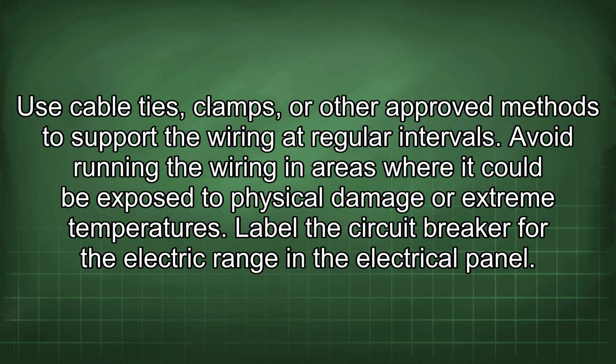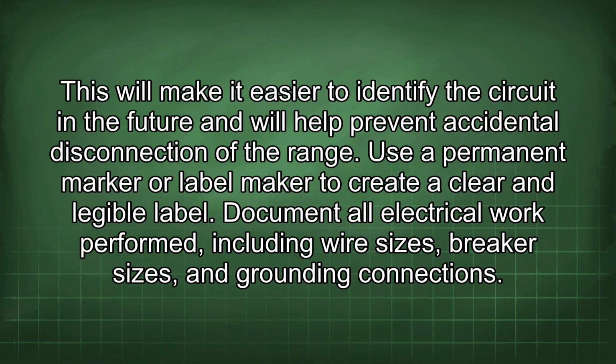Label the circuit breaker for the electric range in the electrical panel. This will make it easier to identify the circuit in the future and will help prevent accidental disconnection of the range. Use a permanent marker or label maker to create a clear and legible label.